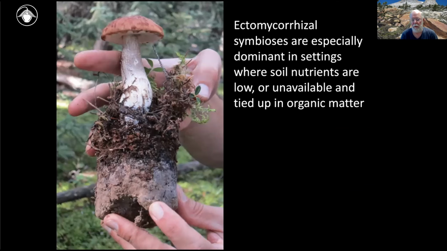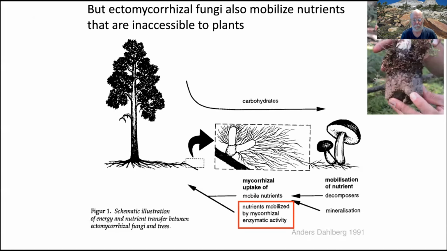Ectomycorrhizal symbioses are especially dominant in settings where nutrients are tied up in the litter. So when you get big areas like this, with all this partially decomposed litter sitting there and very nutrient-poor soil below it, that's a classic ectomycorrhizal forest setting. And the reason for that is that what these mycorrhizae do that the other major group of mycorrhizae don't do is that these can mobilize nutrients out of this litter that otherwise would not be mobilized.